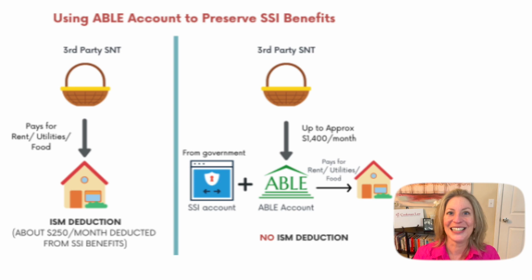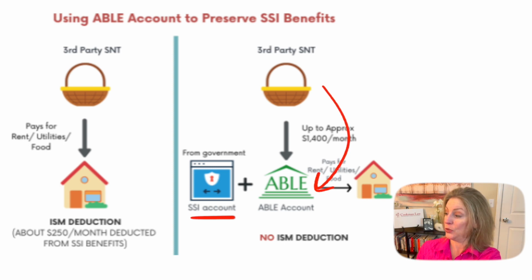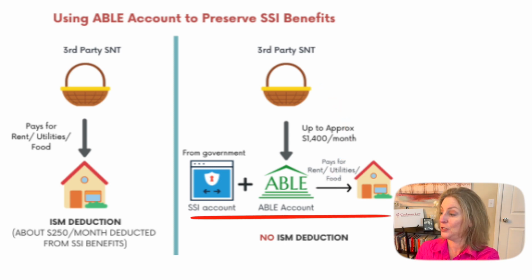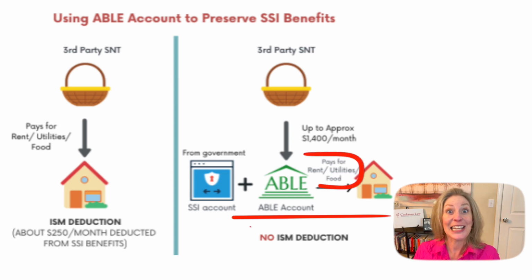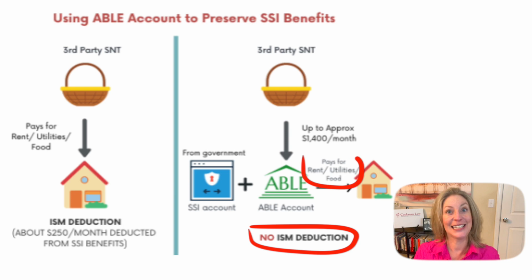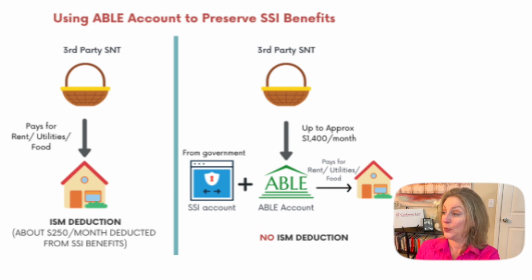Here's how you get around it. Super cool, all right? What the special needs trust can do, or anybody can do really. I mean, even in this diagram where I say a third-party special needs trust, that can also be a parent paying for food and housing for the child, all right? So now let's look at a third-party special needs trust or a parent or somebody else paying the ABLE account. So they transfer money directly into the ABLE account, and then the ABLE account plus any SSI money for the child is used to pay for food and housing. And guess what? There's no ISM deduction. Isn't that amazing? So this is a way that a special needs trust can interact with an ABLE account and not get the ISM deduction.